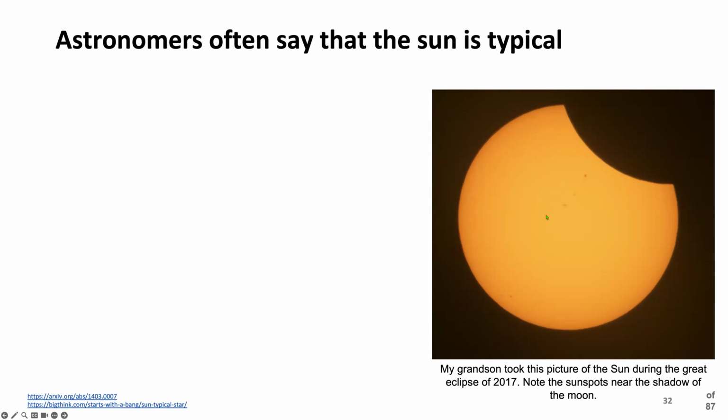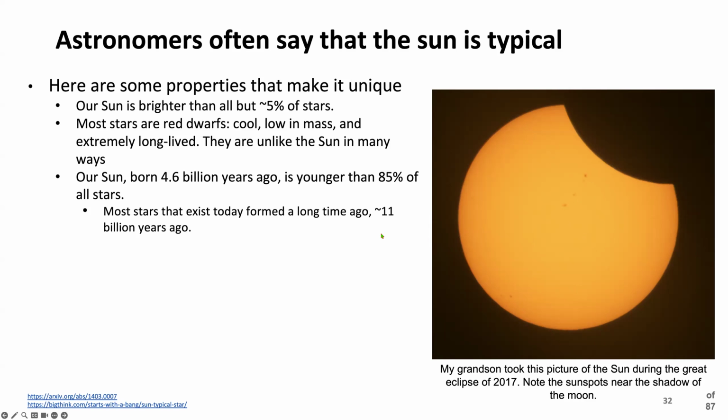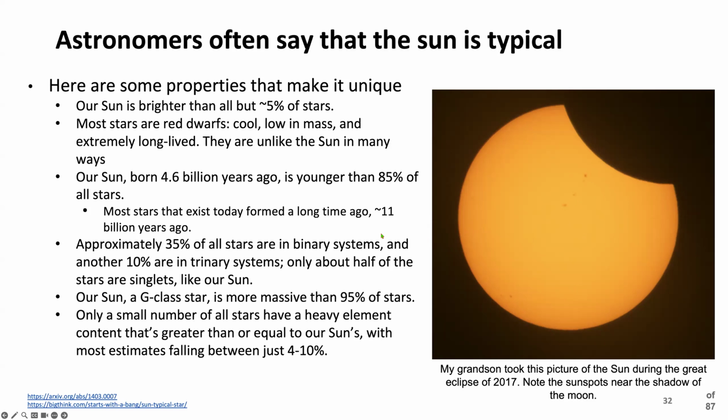Typically, astronomy books say that our sun is typical. It is not typical. Here's a picture of it taken during the eclipse of 2017. Many of you probably witnessed that eclipse. My grandson took this picture, and you can actually see sunspots and the disk of the moon as it crossed the sun. But our sun is not typical, and here's some examples of that.